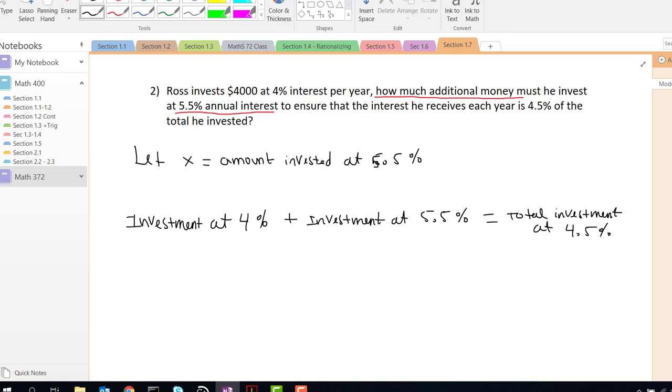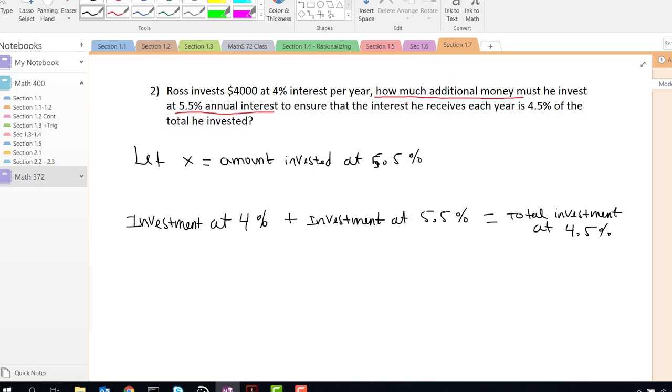Okay, so you have $4,000 and you have it at 4%. You're coming up with some additional money at a different percentage. So now you have two amounts, but you're combining those. So there's your third amount. Combining those, you're adding them up to equal something else. So that's where the equals is coming in.